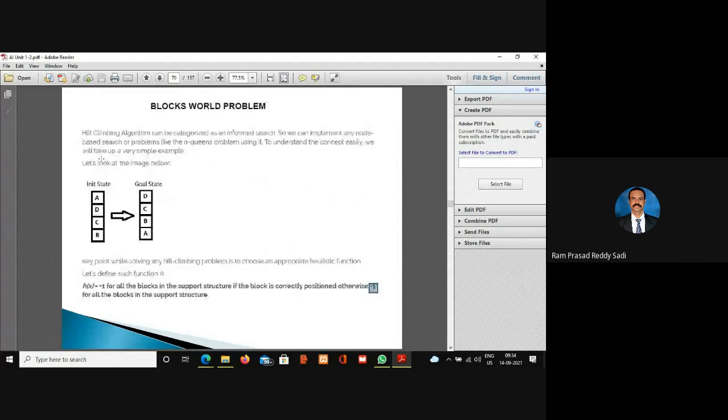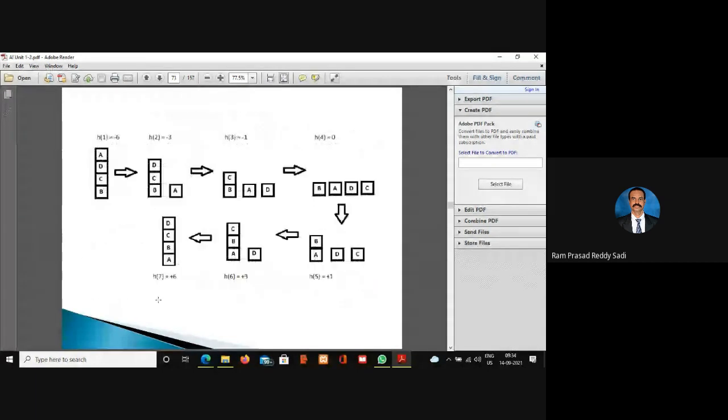Because our assumption is that if they are in the right positions, plus 1, and if they are not in the correct positions, minus 1. So since this is in the right position, now the heuristic value would be positive. So now the positive value is plus 1. Next step, what should we do?